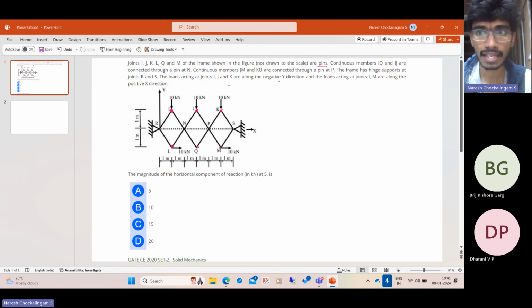And the frame has got hinge supports at joints R and S. So this is a different type of support. So here we have a hinge support. Here we have continuous members connected with a pin like a scissor. And here we have actual pin connected joint. And then the loading conditions are given. And we are asked to find out the horizontal reaction at the support S.